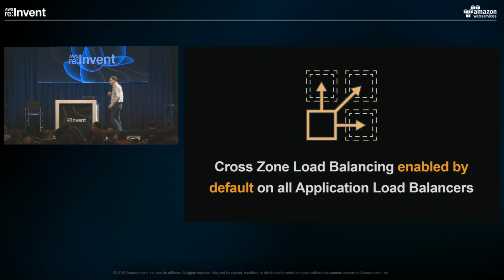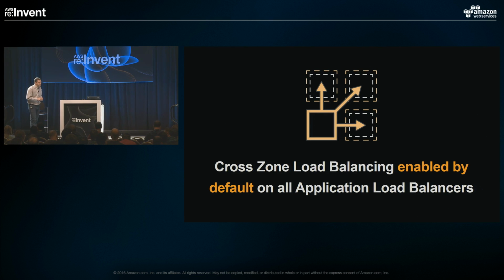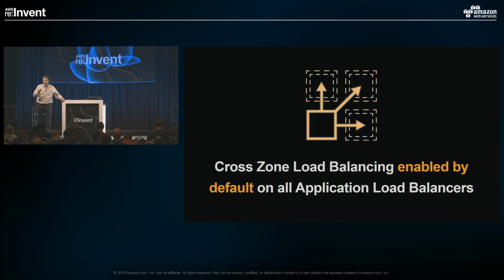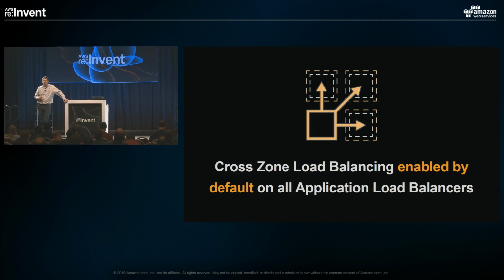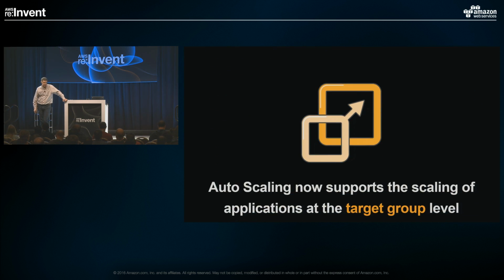And cross-zone load balancing is enabled by default on all application load balancers. On classic load balancers, it wasn't enabled by default, but on the application load balancer, we said it is. You currently cannot turn it off. But there are valid architectures where you do want to turn it off, and you want to be very, very zonal. So we are going to be adding the feature to allow you to disable cross-zone load balancing.